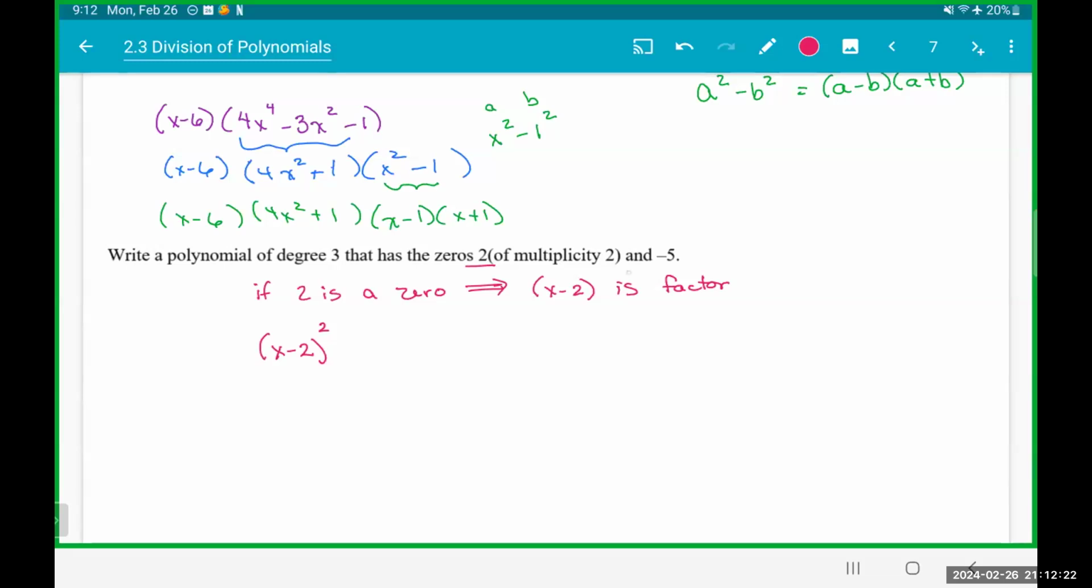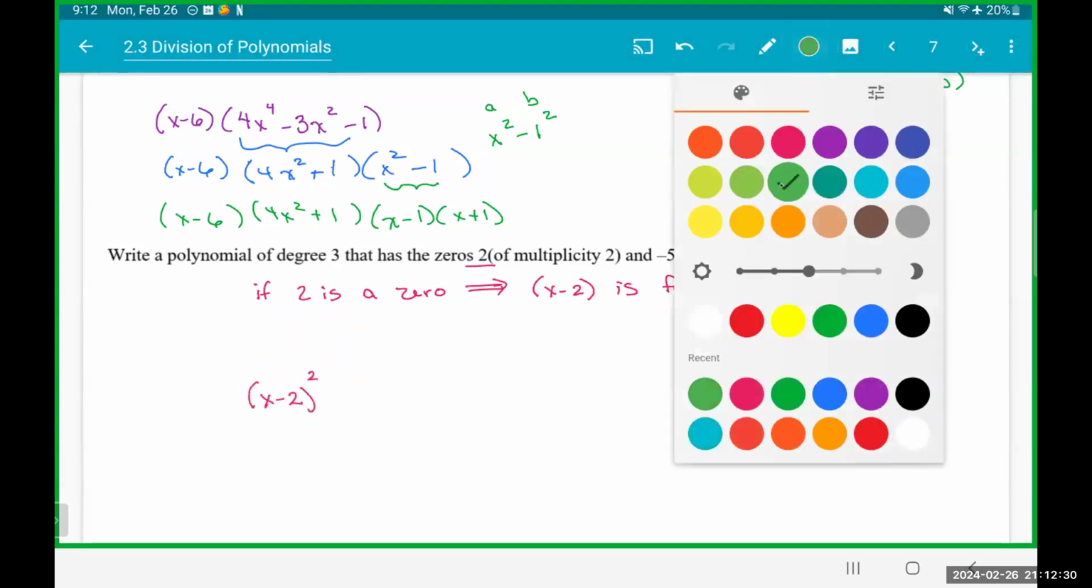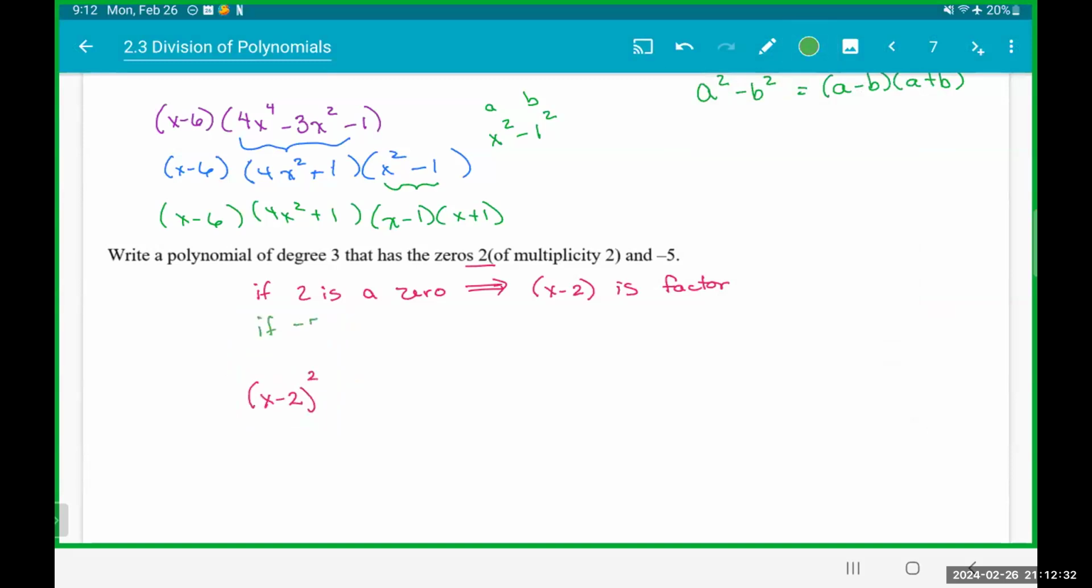Plus, it tells us that x minus 5 is a factor. So the same thought process, right? If negative 5 is a 0, then x minus negative 5 is a factor, which is really what? Just x plus 5. Okay, so x plus 5 is a factor.